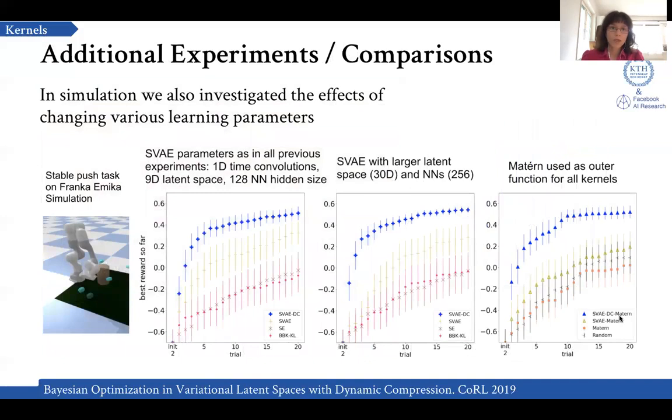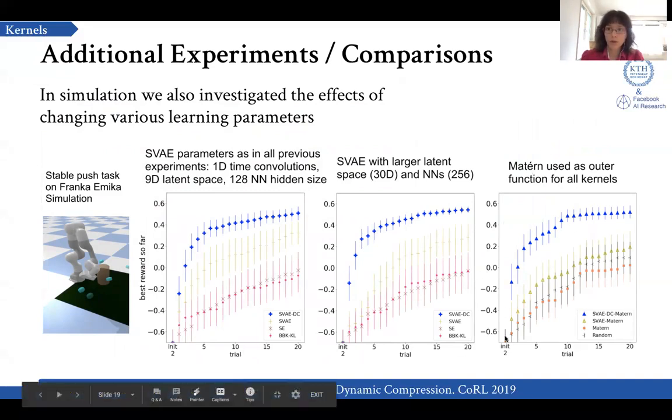Okay, so in simulation we also investigated the effects of changing various learning parameters. People usually ask, do you need low dimensionality? We say that we can compress the space and make this latent path nine-dimensional, but we can also make it 30-dimensional, and we don't lose too much performance, especially if the user specifies what part of the trajectories are undesirable, like the falling. They don't want the robot to fall. And we've used other kernels other than squared exponential to compare how the performance ends up being if there are other ways to specify the kernel.